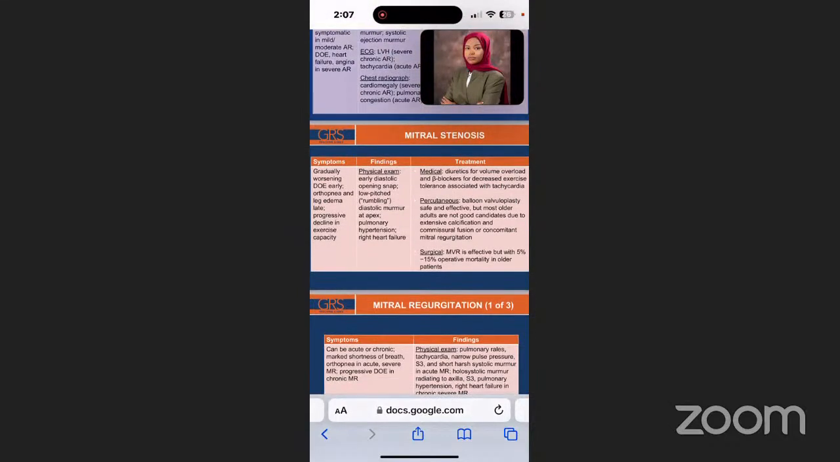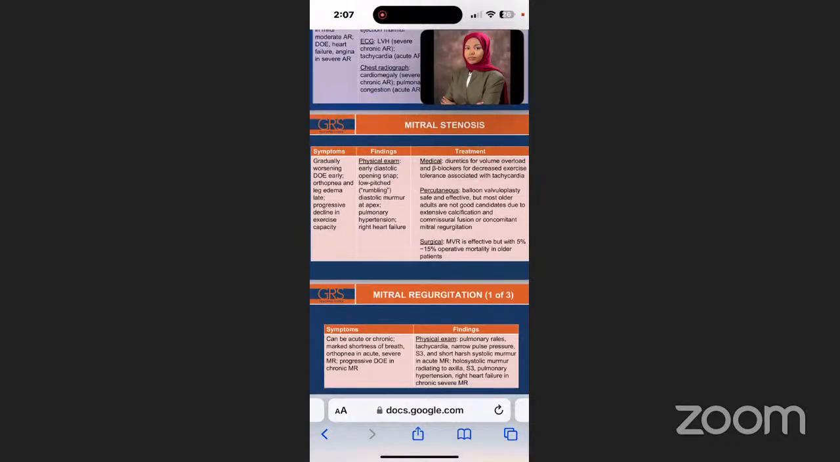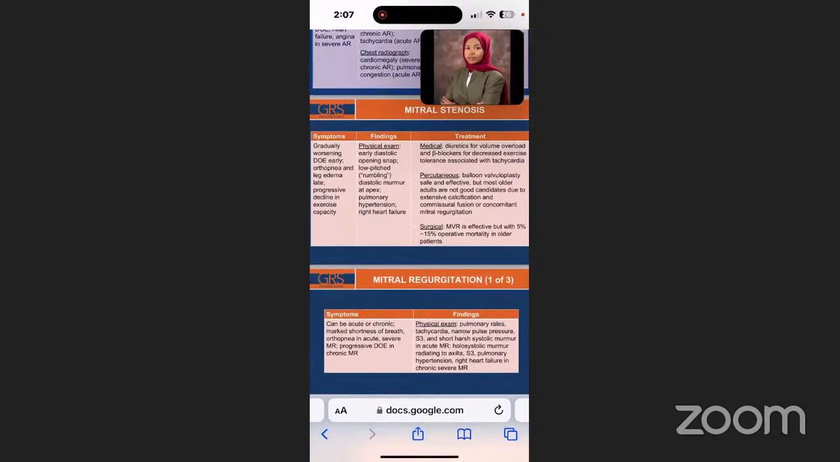Patient may be presented with progressive decline in exercise capacity. In the physical findings, the patient will be presented with an early diastolic opening snap, which is a low-pitched rumbling diastolic murmur at the apex of the heart. Also, the patient may present with pulmonary hypertension and right heart failure. For treatment, medically, we can use diuretics for volume overload and beta blockers for decreased exercise tolerance associated with tachycardia.